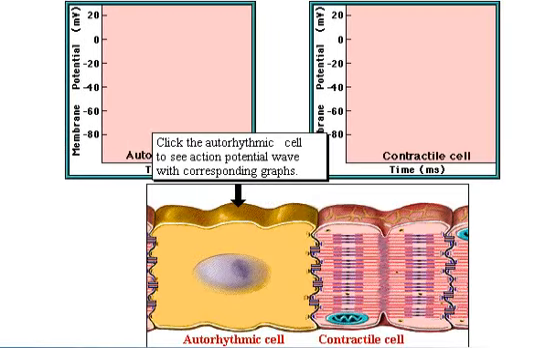Click the autorhythmic cell to see the action potential wave along with corresponding graphs of action potentials in an autorhythmic cell and a contractile cell.